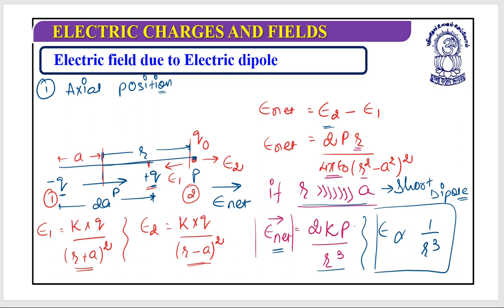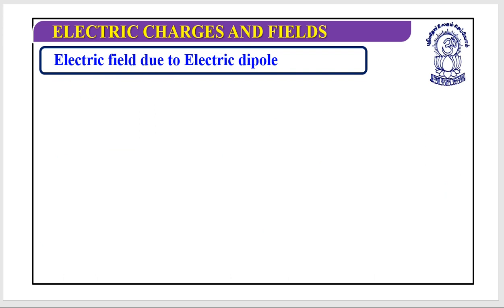So what I have done is, I needed to find the electric field at the axial position. I have taken one dipole, minus q and plus q, and found the magnitude of electric field due to each charge: kq by r plus a whole square and kq by r minus a whole square. Then I found the directions, and I observed that both are in opposite directions, so I just subtract them. And if I consider a short dipole, that is if r is much greater than a, then E net equals 2 kp by r cube. Got it? Okay. Now let's quickly move to the next position.